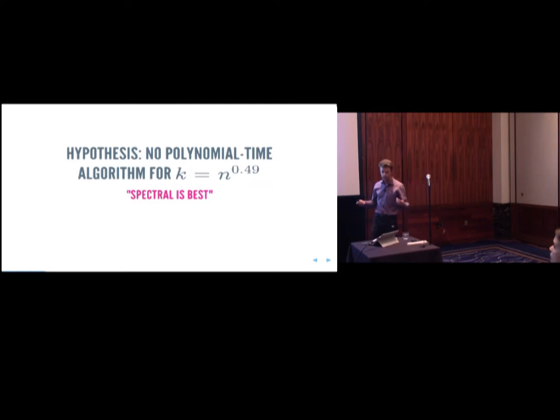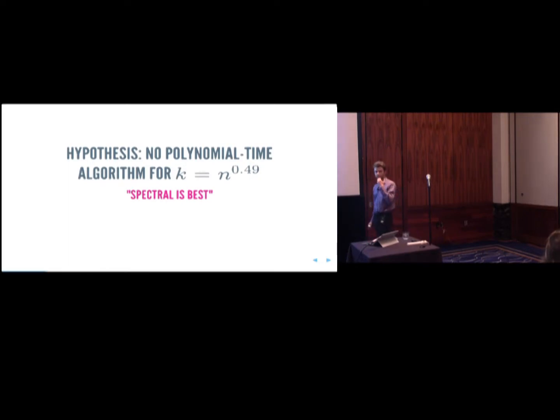Okay, the spectral is best hypothesis says that as soon as the size of the clique that you plant gets below this square root n threshold at which the spectral algorithm works, actually no polynomial time algorithm can distinguish with decent probability between planted and random. Okay, this is the hypothesis.